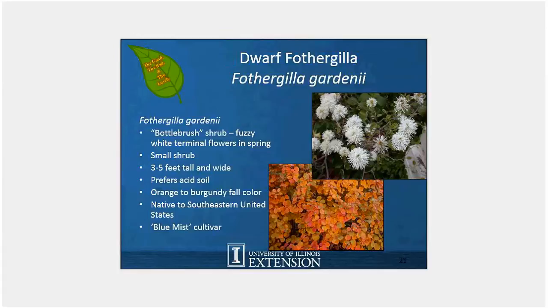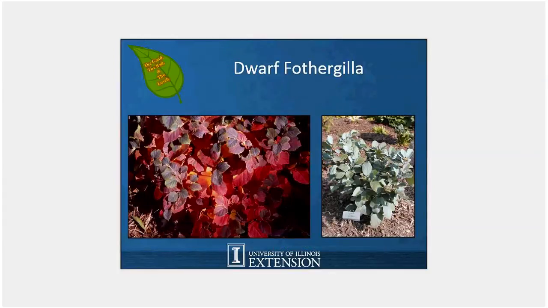And this is another four-season interest plant with the spring flowers and then the fall color, and the stems actually have a very nice winter look to them. The fall color on this is outstanding. It's usually a very nice combination of yellow, red, and orange. These are two other additional photos of Dwarf Fothergilla. On the left you have the fall color, and in this case it's a red to a purple. And on the right we have a cultivar called Blue Mist, which does have a very pretty blue cast to it.